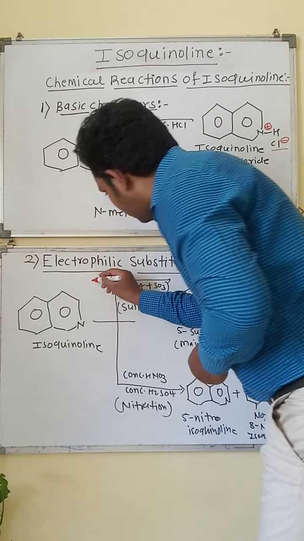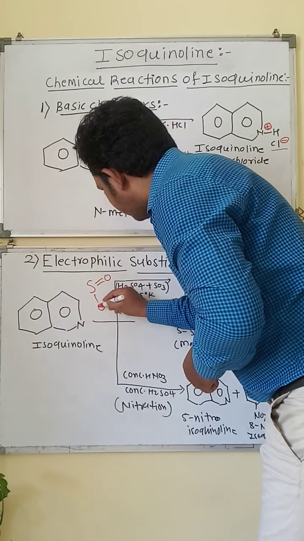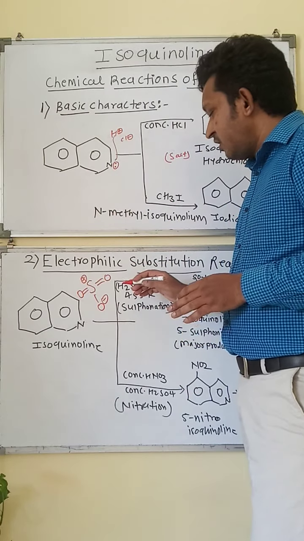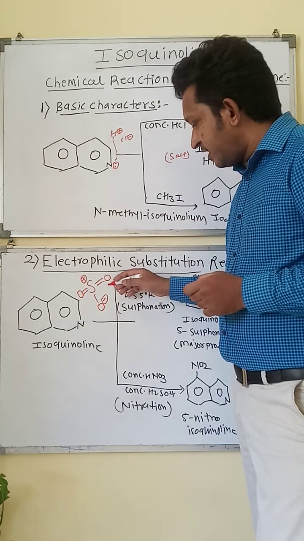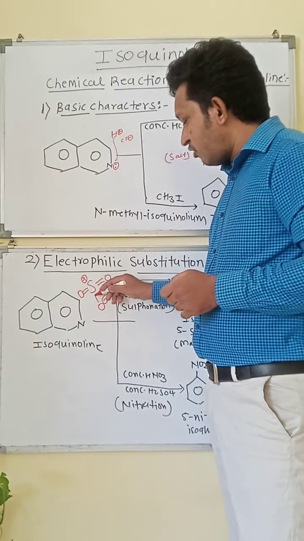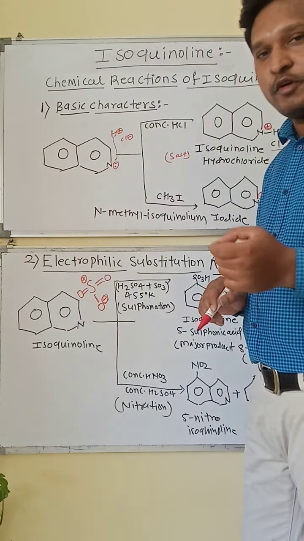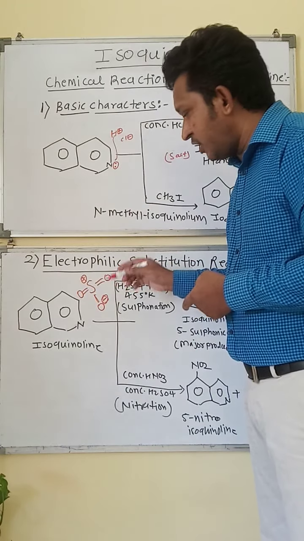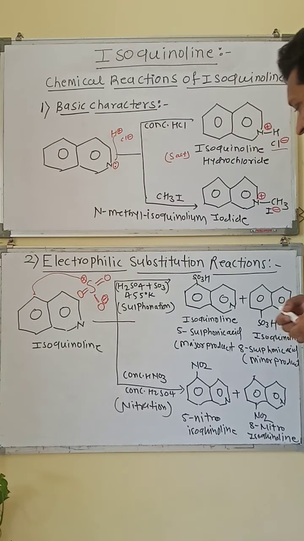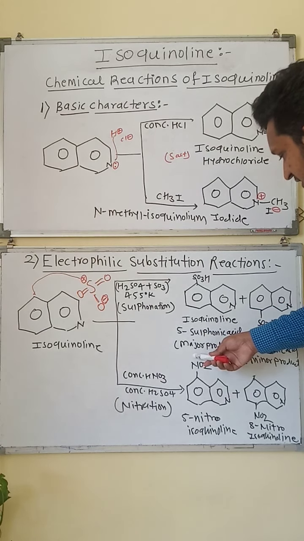First there is generation of the electrophile, that is SO3 positive, from the sulfur trioxide molecule. In that, 3 oxygens are attached to sulfur by double bonds. If one sulfur-oxygen double bond breaks, the lone pair of electrons shifts onto oxygen, and sulfur becomes electron deficient and acquires the positive charge. So this sulfur acts as the electrophile and attacks the 5th position of the isoquinoline ring. So first we get isoquinoline 5-sulfonic acid, and this is the major product.